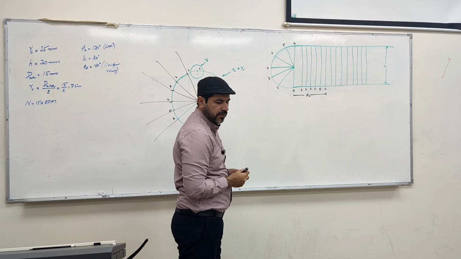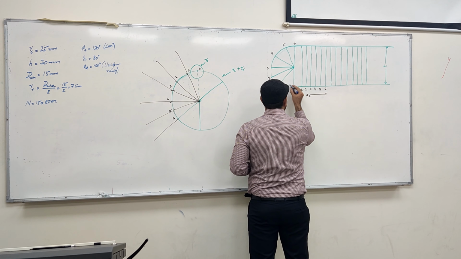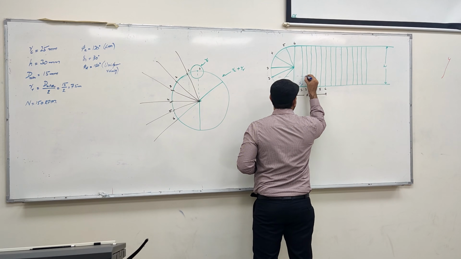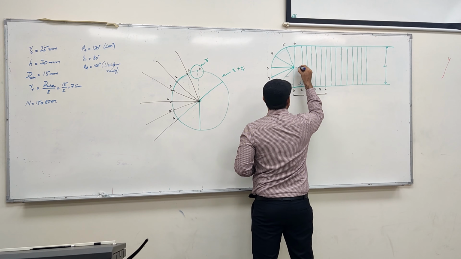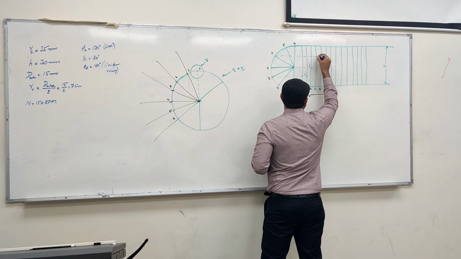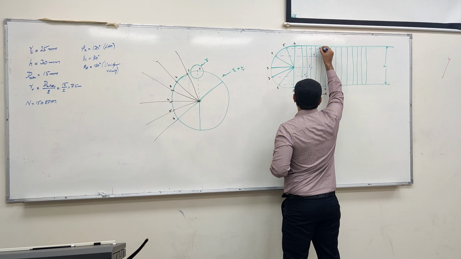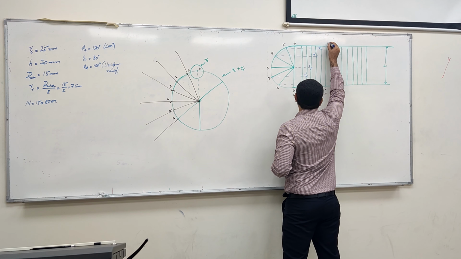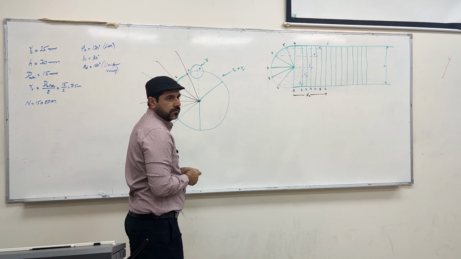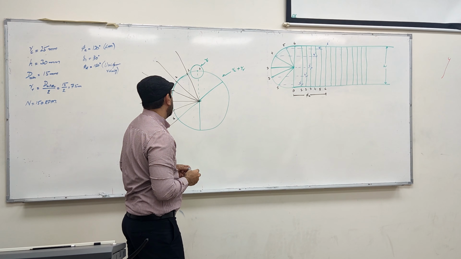For simple harmonic motion, all we need is to take the reference from the circle. So 0 is 0, 1 is 1 prime, 2 prime, 3 prime, 4 prime, 5 prime, and 6 prime. Okay? And you can see it's like simple harmonic motion.